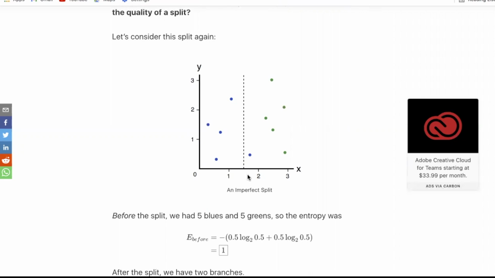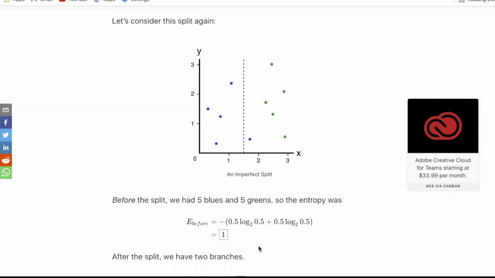Now before the split we had 5 blues and 5 greens. So just take the parent data set where 5 blues were there and 5 greens were there. So the entropy of the parent data set is 1. As you can see, the probability of a blue ball from the data set was 0.5. So we just replaced the numbers and we got the entropy as 1.